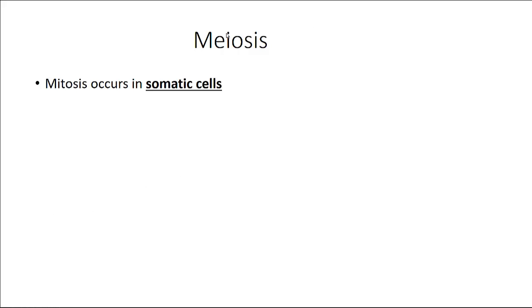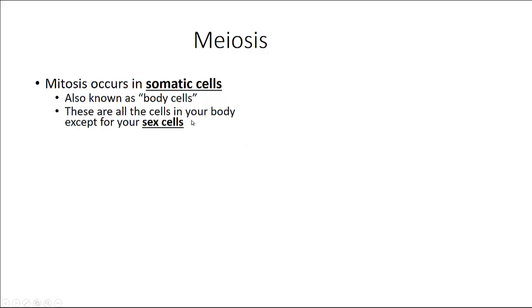So next I want to talk about meiosis, and I'm going to start by contrasting that a little bit with mitosis so we get a better idea of how these two processes are different. Mitosis occurs in what are called somatic cells, also known as body cells. Somatic cells are basically all the cells in your body except for your sex cells. Sex cells are called gametes, and these include the sperm and the egg, which are really specific cells that are produced in the ovaries of women and in the testes of men.